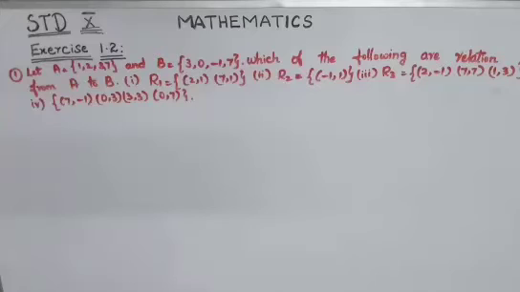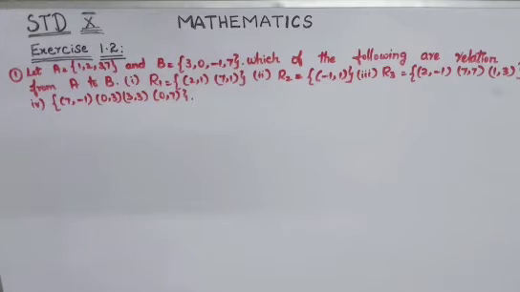10th Mathematics, exercise 1.2, first question. Let A = {1, 2, 3, 7} and B = {3, 0, -1, 7}. Which of the following are relations from A to B? In the first subdivision, R1 = {(2, 1), (7, 1)}.